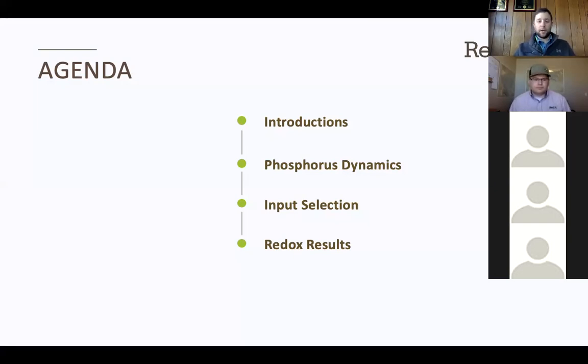Okay, so we're going to go through phosphorus. I wanted to talk a little bit about the dynamics of phosphorus in the soil, what the challenges are there. It can be a major input in a lot of different markets. Talk about input selection and how those dynamics influence your choices, rate selection and timings, and then run through a couple of products as well as timings and programs that we've had success with in the field, and go from there.